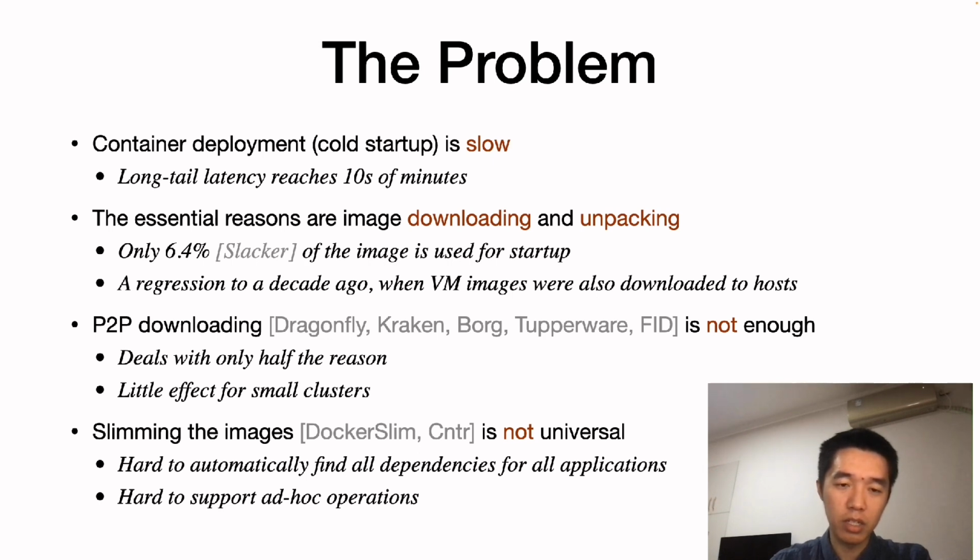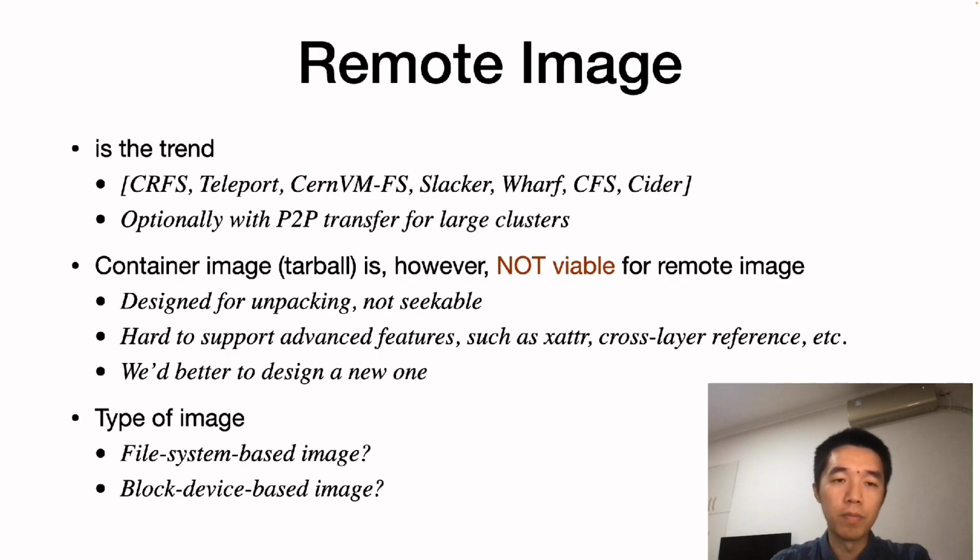Slimming the image is another attempt to improve deploying latency, but this approach is not universal, because it's hard to automatically find all dependencies for all applications, and it's also hard to support ad hoc operations within containers. And we believe the ideal approach is the remote image format that avoids the beforehand downloading and unpacking. Furthermore, we need P2P transfer for large clusters to cope with the scalability problem.